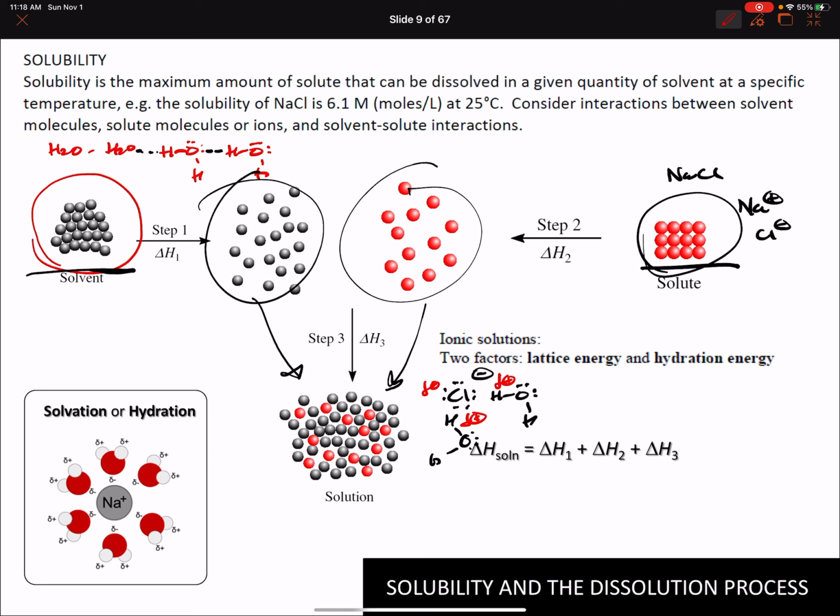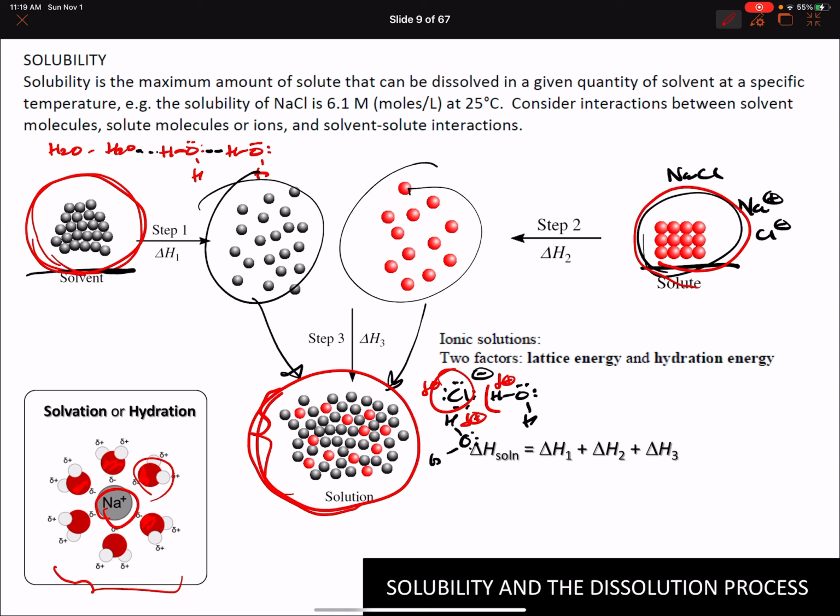The sodium ions are the reverse, right? They want to interact with the partial negative charge on the O. They interact with the lone pairs on O. And those interactions between chloride and the hydrogens, or sodium and the oxygen atoms, is the energy or the stabilization associated with that. So these are the two things we have to consider. How stable are the solvent and the solute by themselves? How stable are they when they're together?